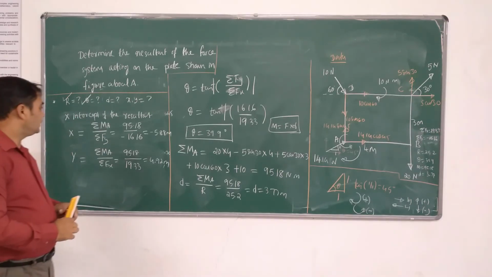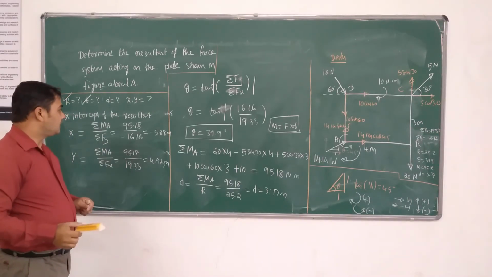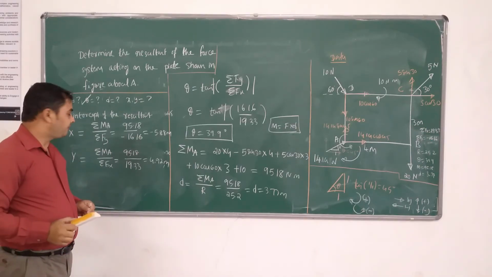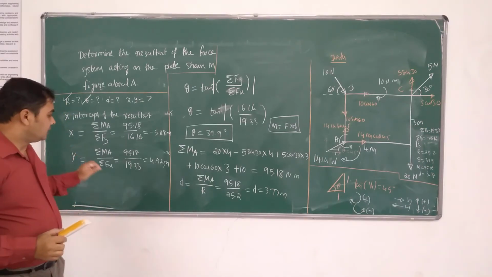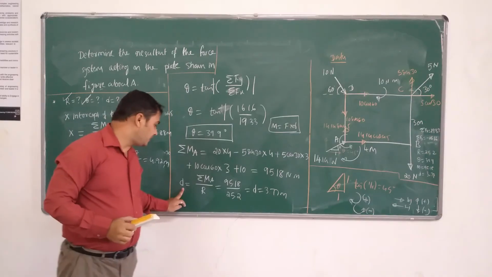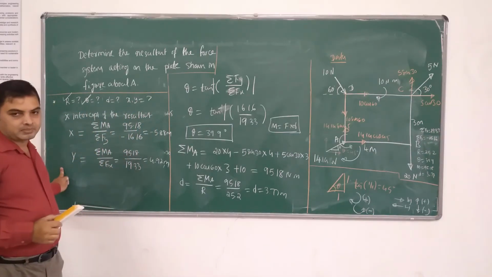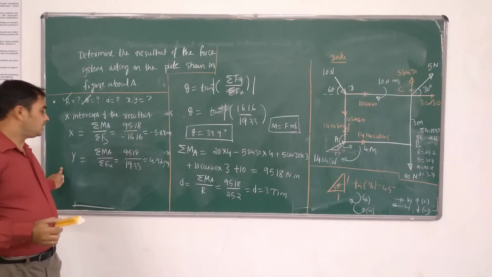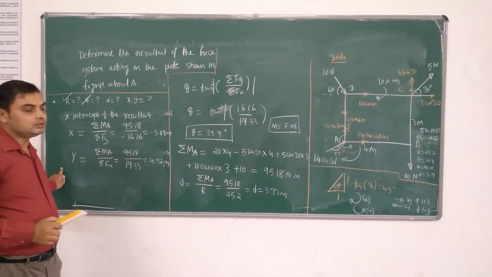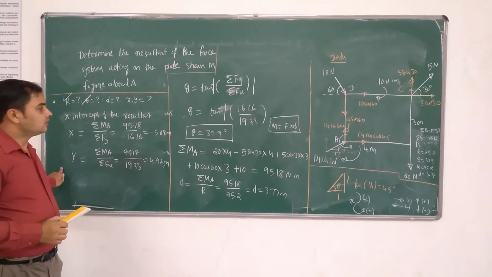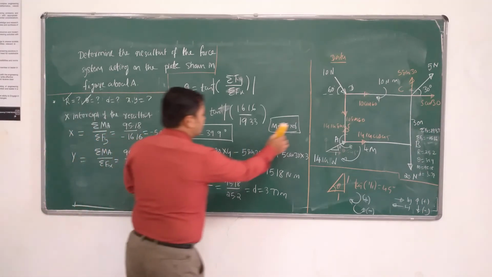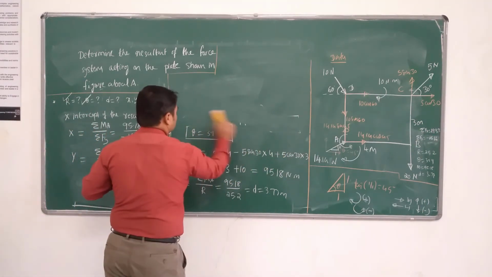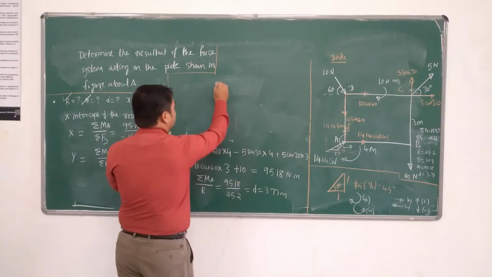So we have calculated the resultant force, the theta value, that is the inclination of the resultant force, the distance of the resultant force from the point A, and the x and y intercepts of the resultant. Now the next question is, we have to represent this resultant force in the final diagram. So I'll write down the final diagram here, just as it is.